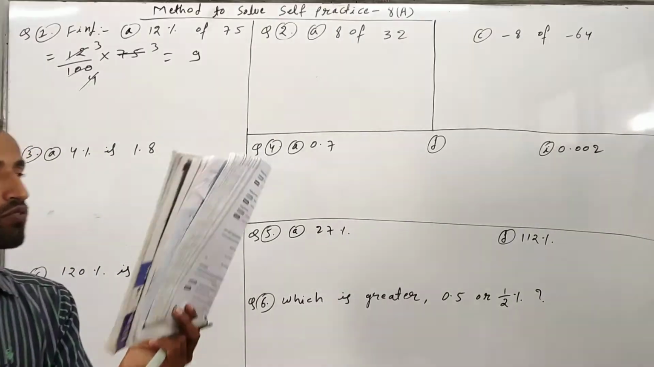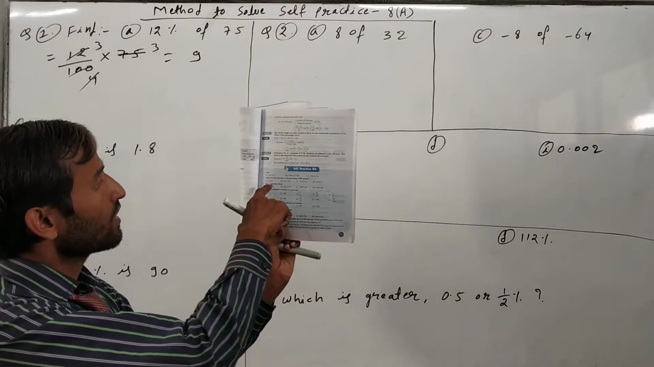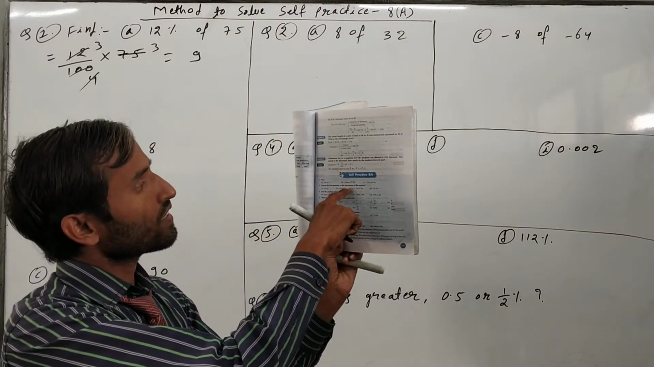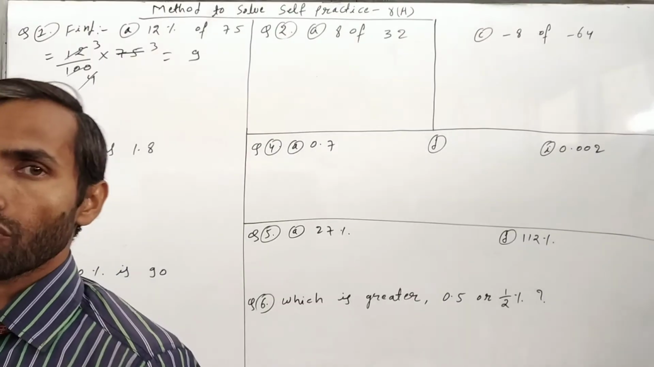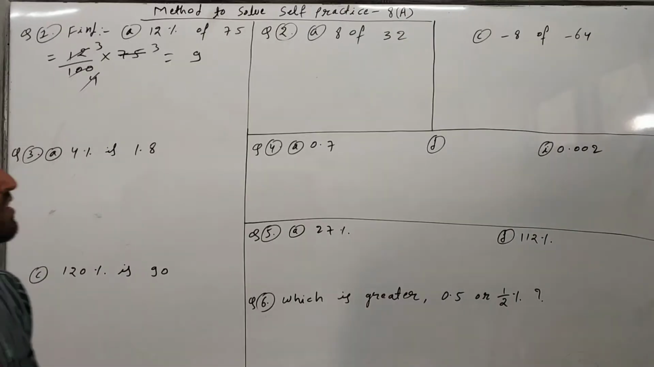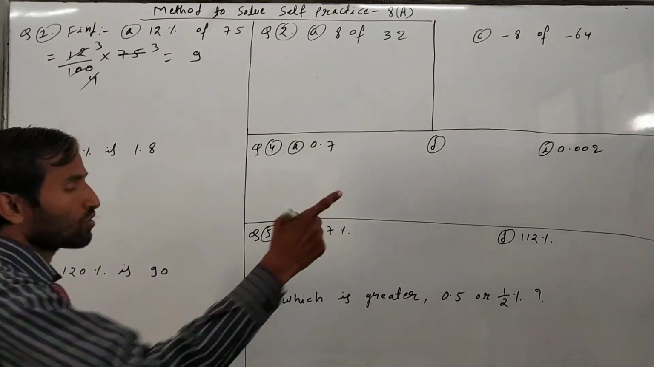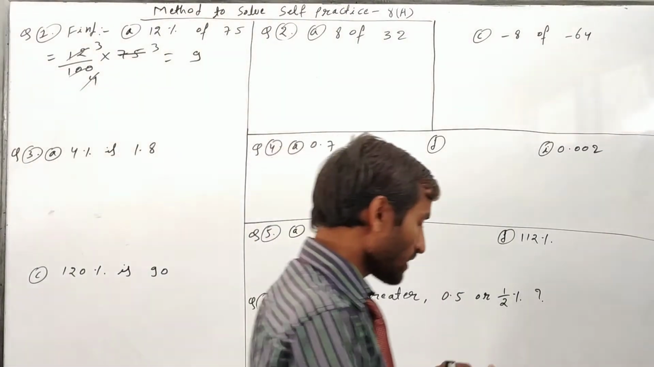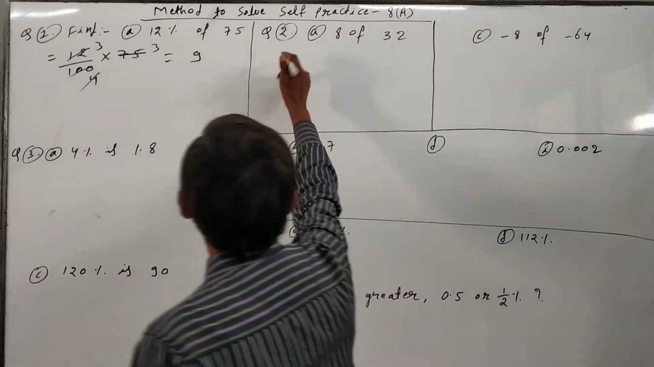Now we have to do question number 2. Just read it. Express the first quantity as a percentage of the second quantity. It means we have to convert into a percentage with respect to 32. The question is asking how much percentage of 32. So just write down like this.